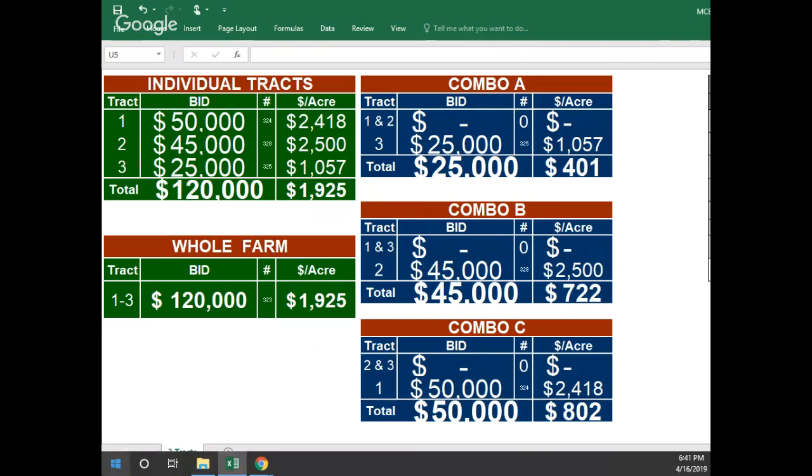Track 2 goes to 50,000, and that bidder number is 328. 328. Whole farm goes to 130,000. Can we jump into 300? No, you don't want to do that, AJ. Yeah, 130,000, Pat, on the whole. 323. Bidder 323.